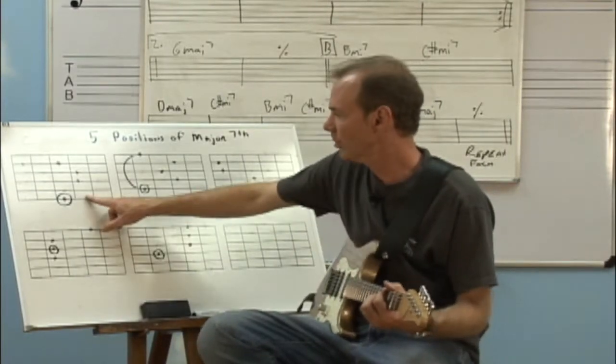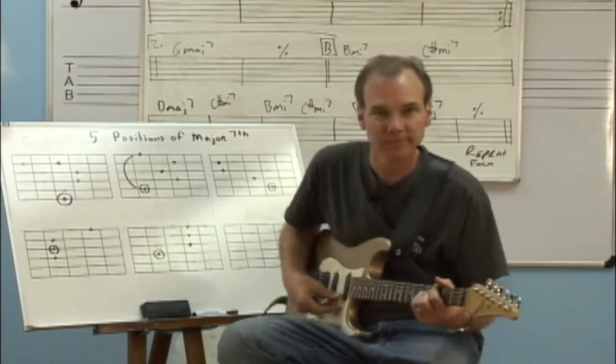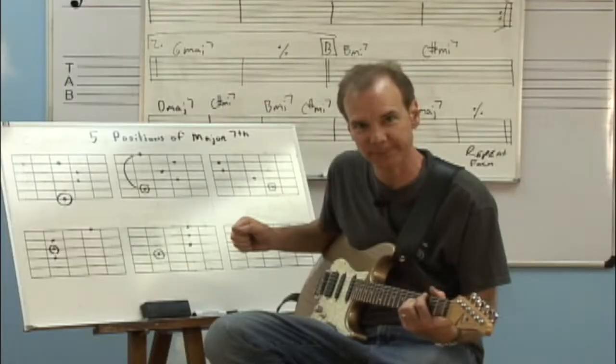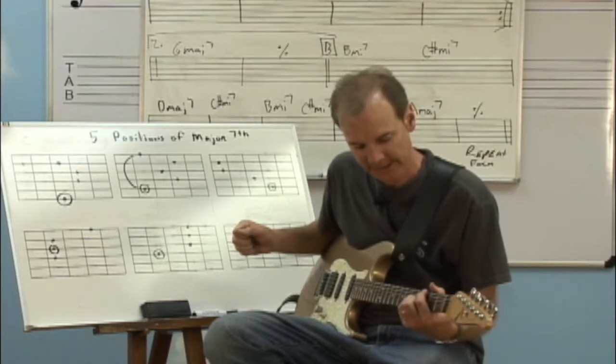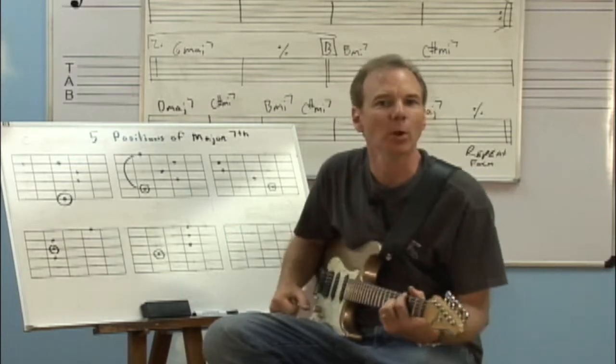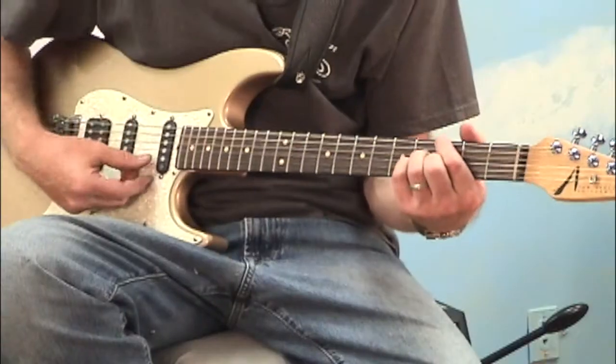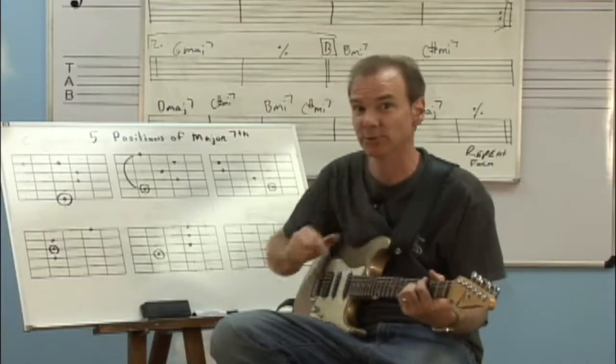So our first form right here of major 7th, right, there's a very useful chord. We have our root on the 6th string. Okay, let's say we were going to play these all in the key of G just to review. Okay, and then we're going to get into the dominant chord. So that's the first position of major 7th.